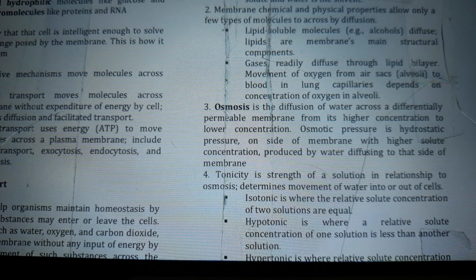Membrane chemical and physical properties allow only a few types of molecules to cross by diffusion. Lipid-soluble molecules, for example alcohols, diffuse because lipids are the membrane's main structural components. Gases readily diffuse through the lipid bilayer. Movement of oxygen from air sacs, alveoli, to blood in lung capillaries depends on the concentration of oxygen in the alveoli.